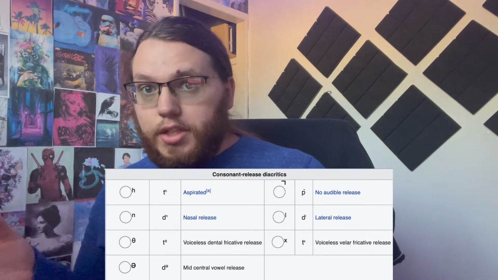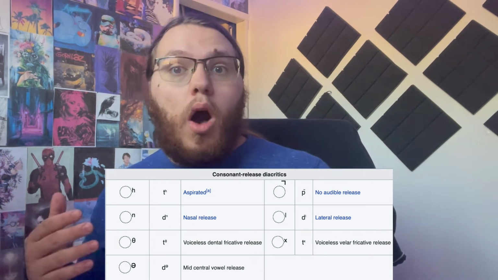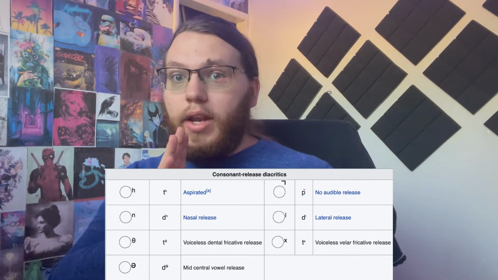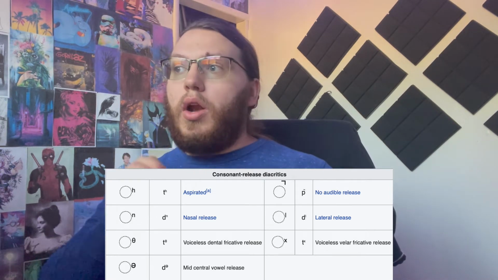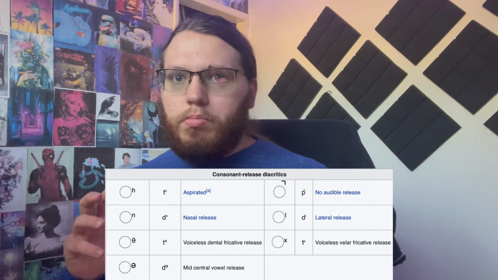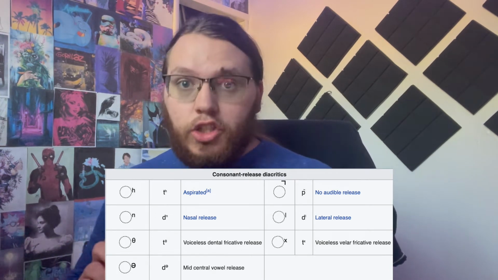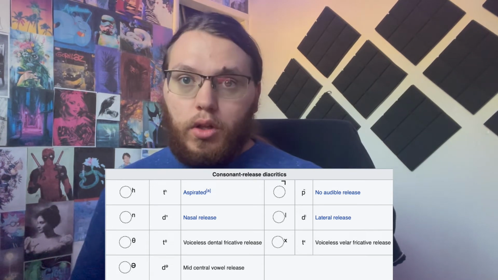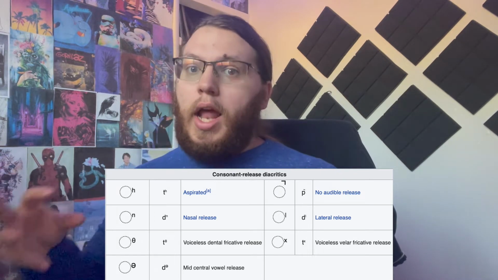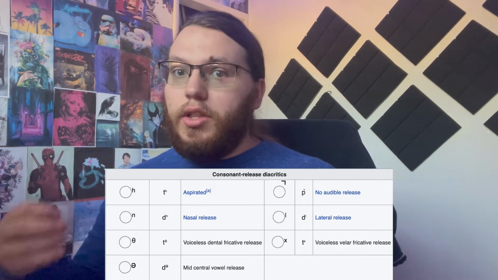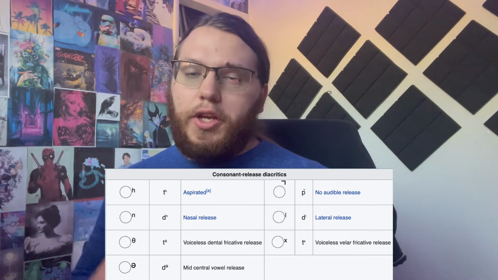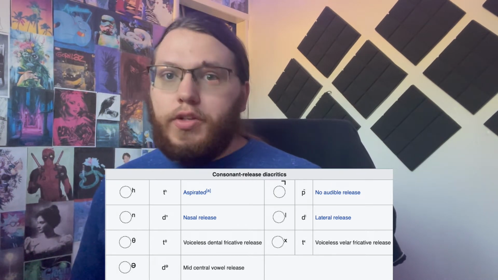A lateral release. Waddle, waddle. That's another one. Your alveolar central stop, you're not saying waddle, waddle. You're not releasing the stop and then pronouncing the lateral approximant. You're releasing the stop into a lateral approximant. Waddle. Then we have a couple other ones here. No audible release is just that. You don't actually release the stop sound. You're relying on the fact that it's a stop at a certain place of articulation to hear what it is, but you're not actually releasing it.